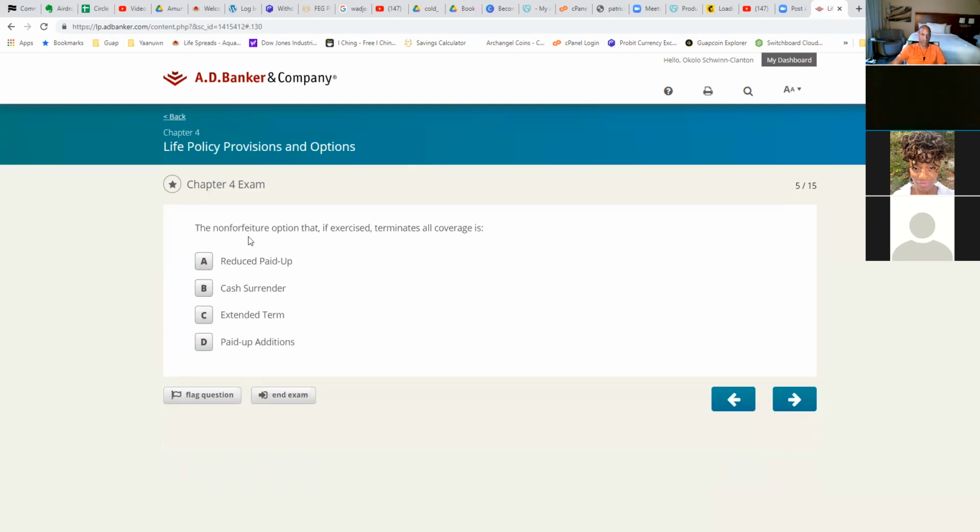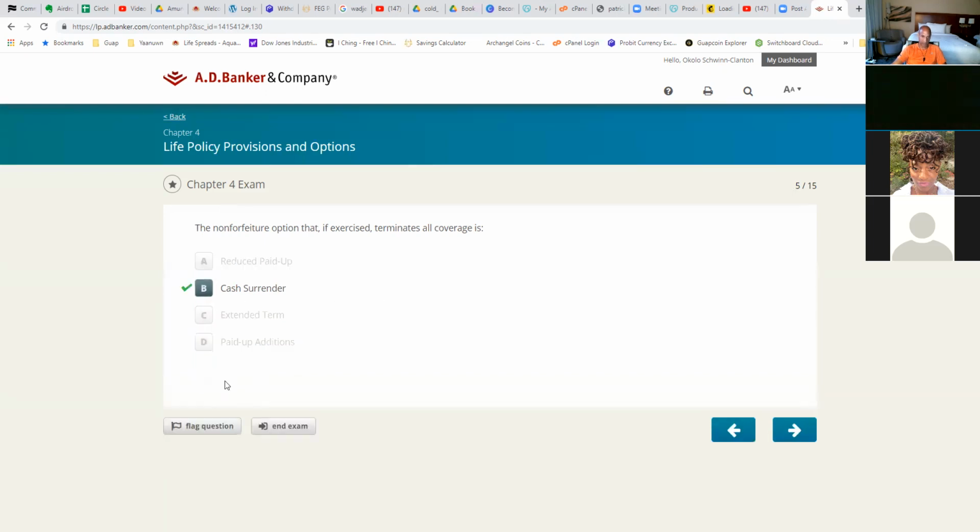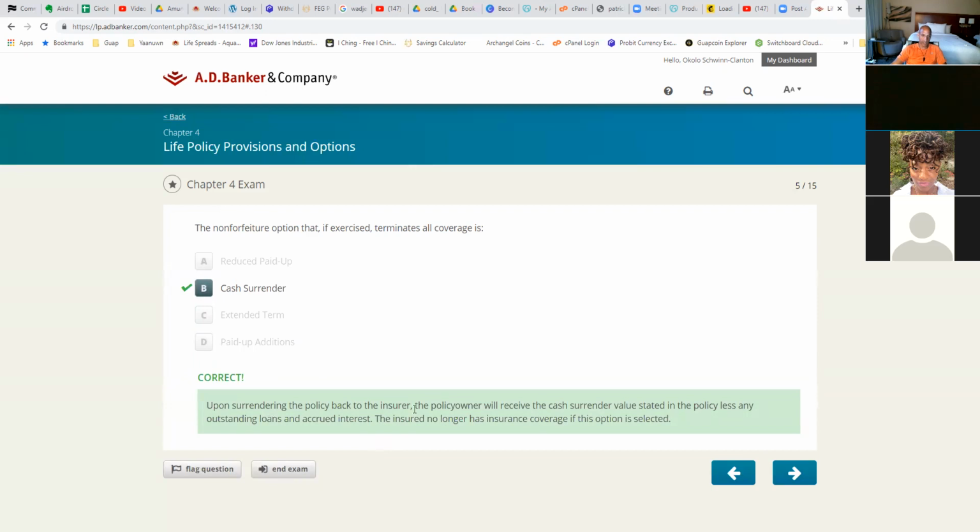The non-forfeiture option that, if exercised, terminates all coverage is reduced paid up, cash surrender, extended term, or paid up additions. Any guesses there? So that terminates, which word sounds most like terminates in these four? Cash surrender. There it is, exactly right. Upon surrendering the policy back to the insurer, the policy owner will receive the cash surrender value stated in the policy less any outstanding loans and accrued interest. The insured no longer has insurance coverage if this option is selected.